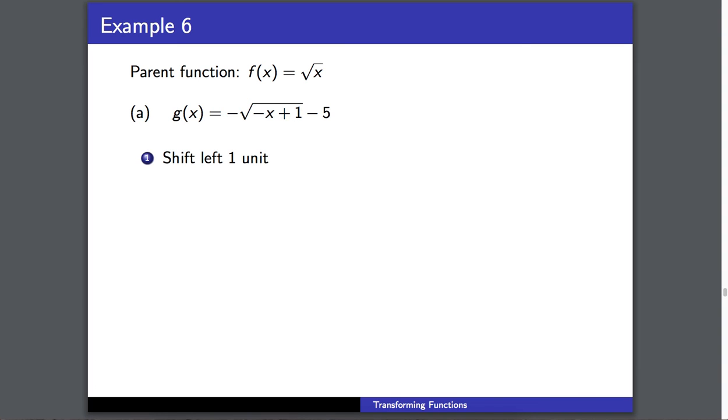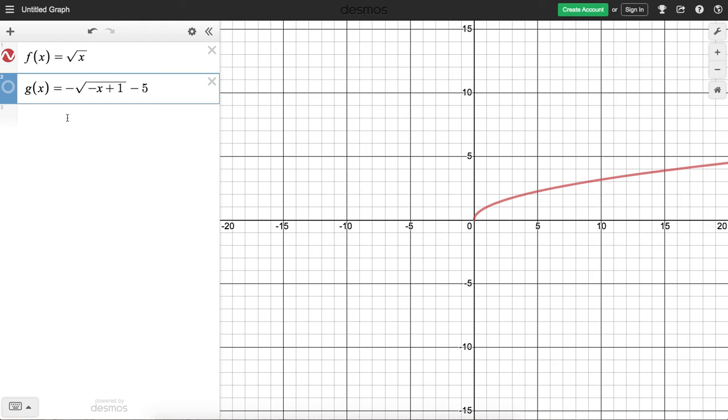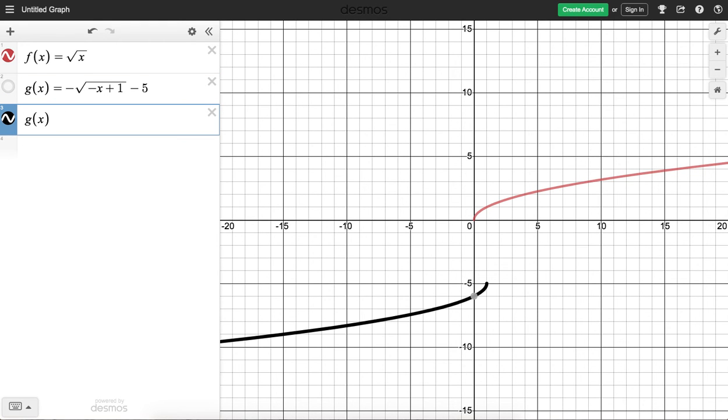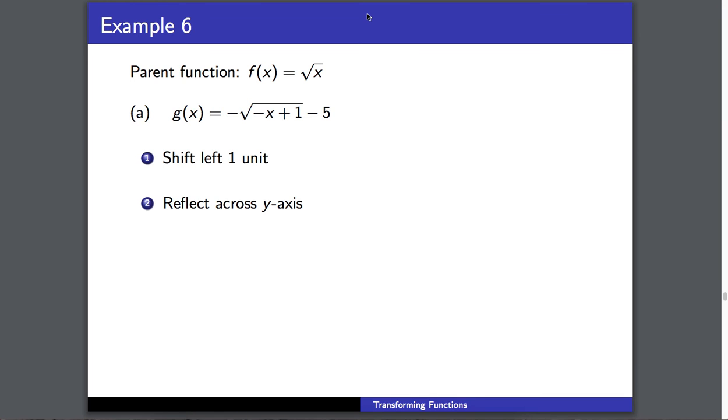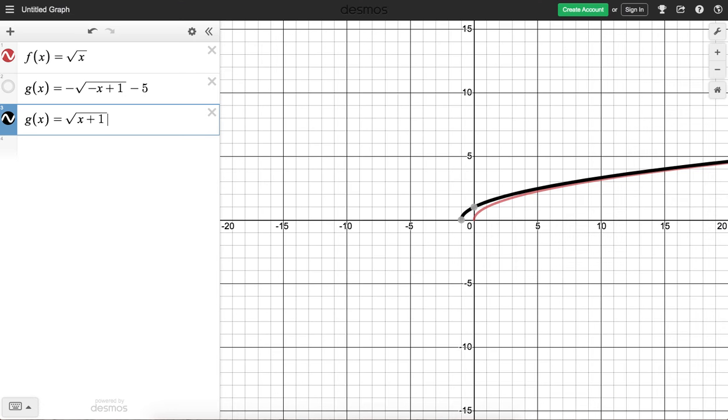So let's build this graph up from scratch. So hopefully it'll let me do g of x again. Awesome. So we have the square root of x. We start with the square root of x. But if we add 1, that is going to be a shift to the left 1 unit. And then from there, we have the negative in front of the x. That's a reflection across the y-axis. So what actually happens is this graph in black, just by putting the negative in front of the x, it's going to flip the entire graph across the y-axis.